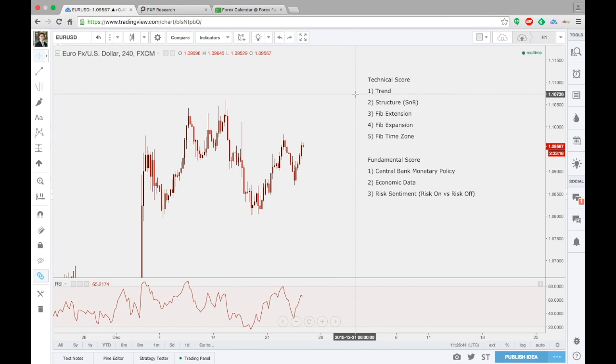In terms of technical score, there are 5 components that you can adopt to give it a filter system. The first one, and I would say the most important one in terms of technical analysis, is the overall trend. Is it in an uptrend, downtrend, or in a range environment? The second, which I would say is the second most important, is structure, SNR, support and resistance. Is the area having a very clear support or resistance zone?